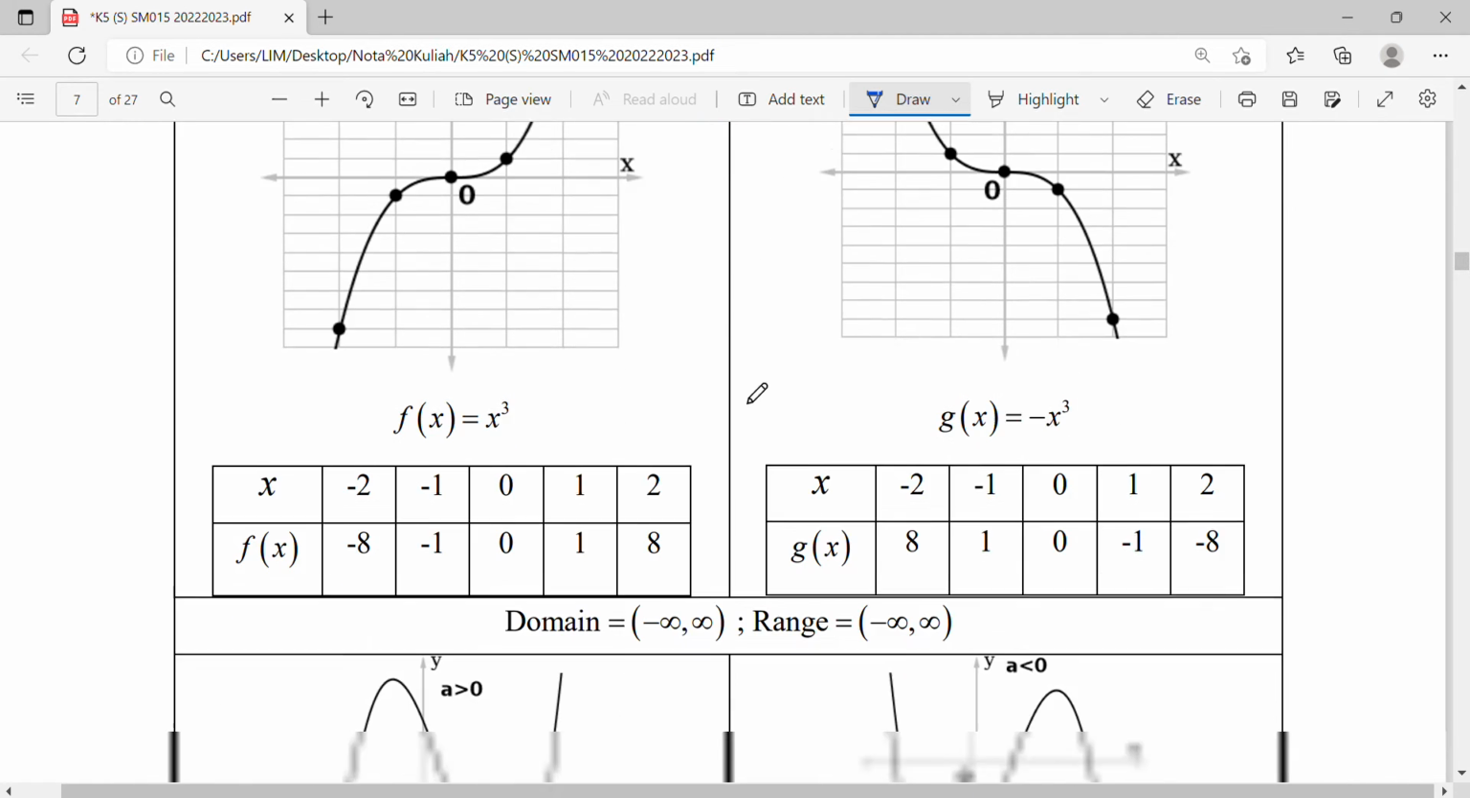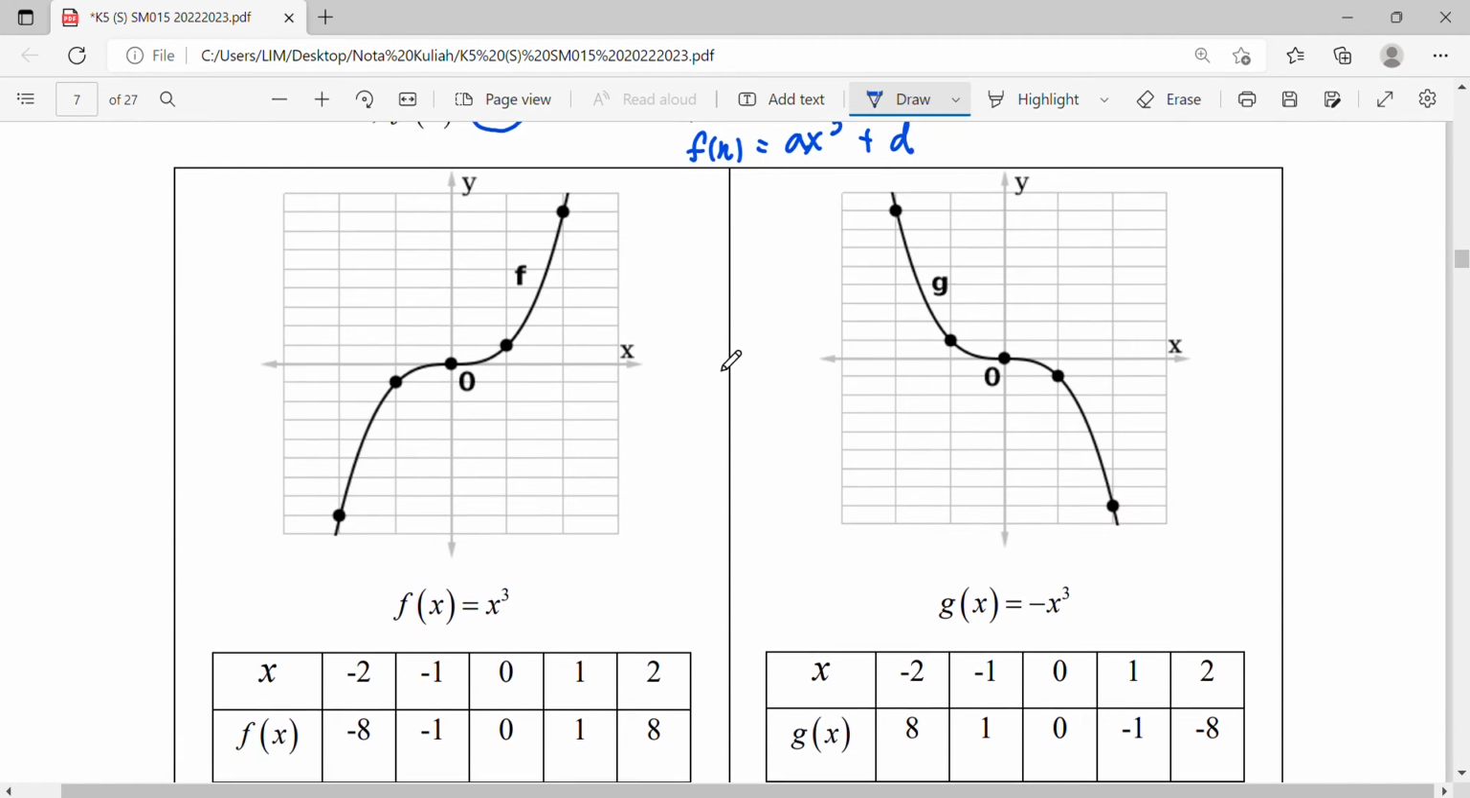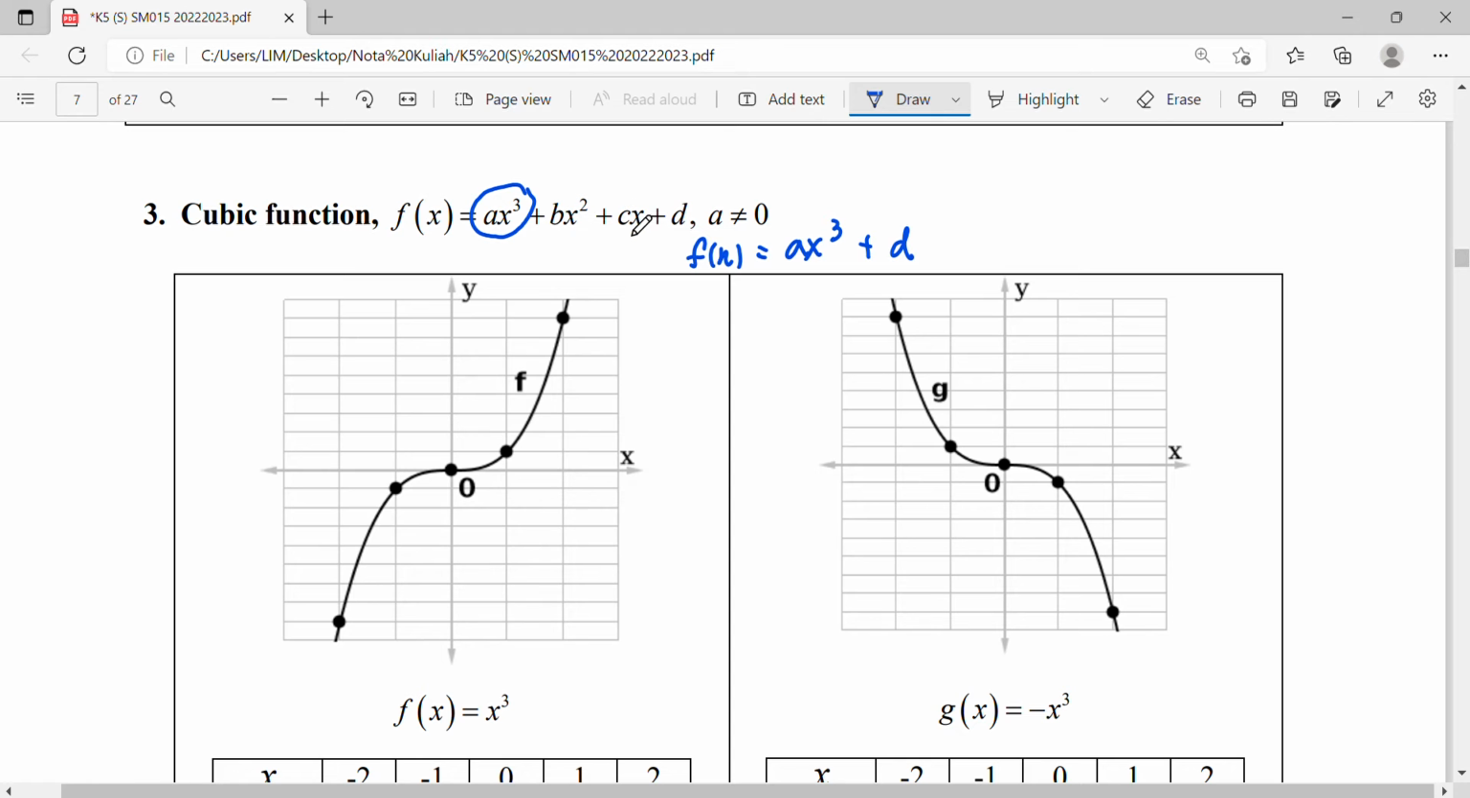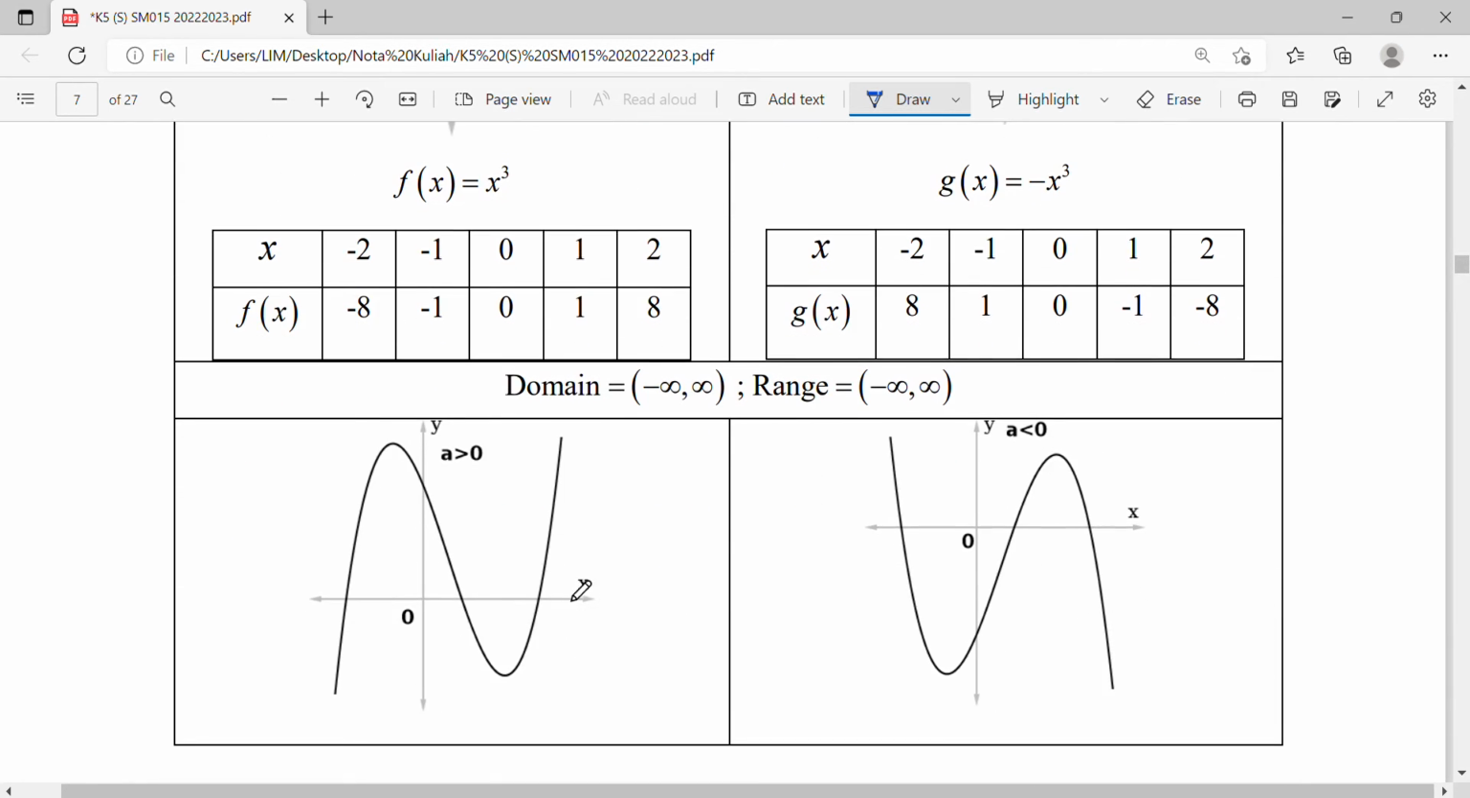So if you have your cubic with the bx squared and cx terms existing, then your cubic function will be more curving like this. Alright, the shape will be more curved. So it's not like a smooth curve.